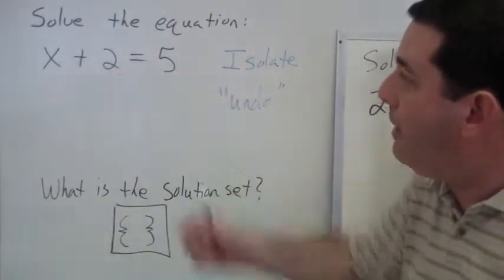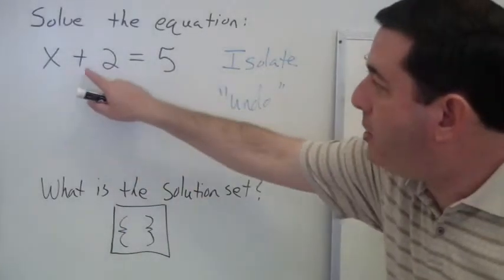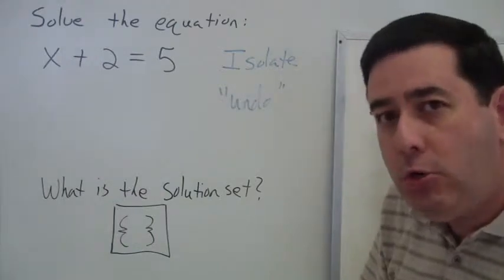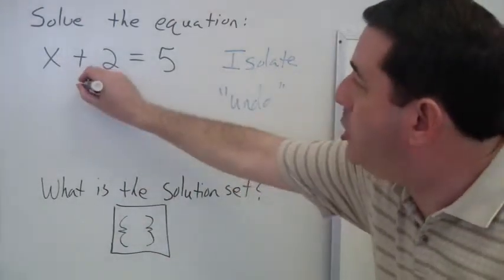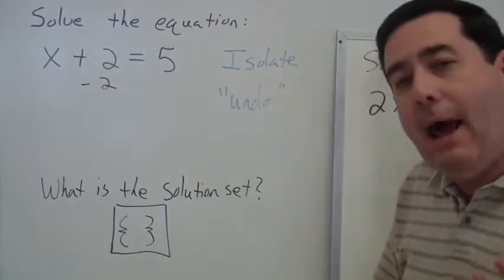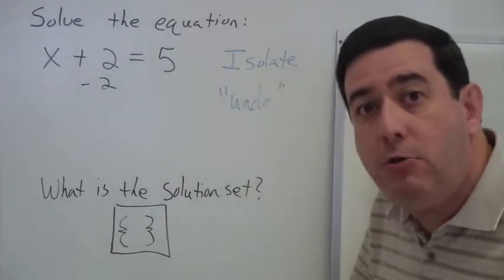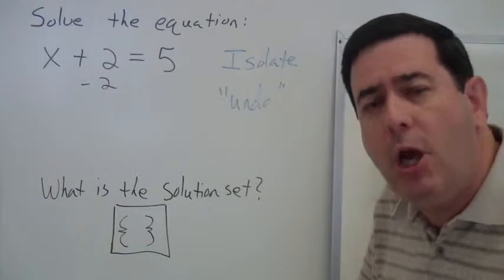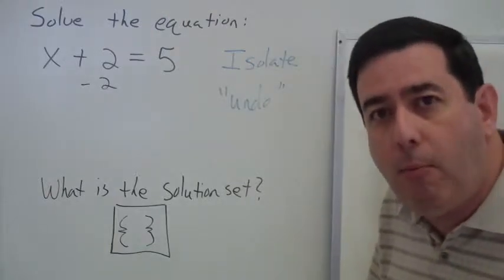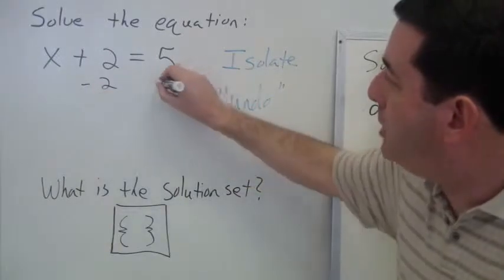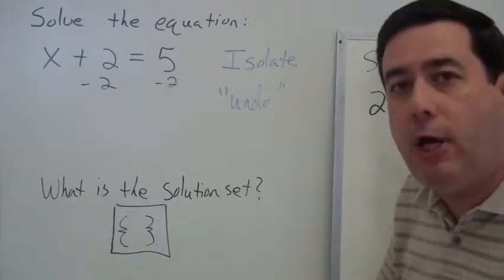For the problem that we're looking at, what's happened with the variable is we've added a 2. So to undo that adding, we need to subtract. Now, anything that you do to one side of an equation, you have to do to both sides of the equation, or you've changed what the problem was. So since we've subtracted 2 here, we also will need to subtract 2 over here.